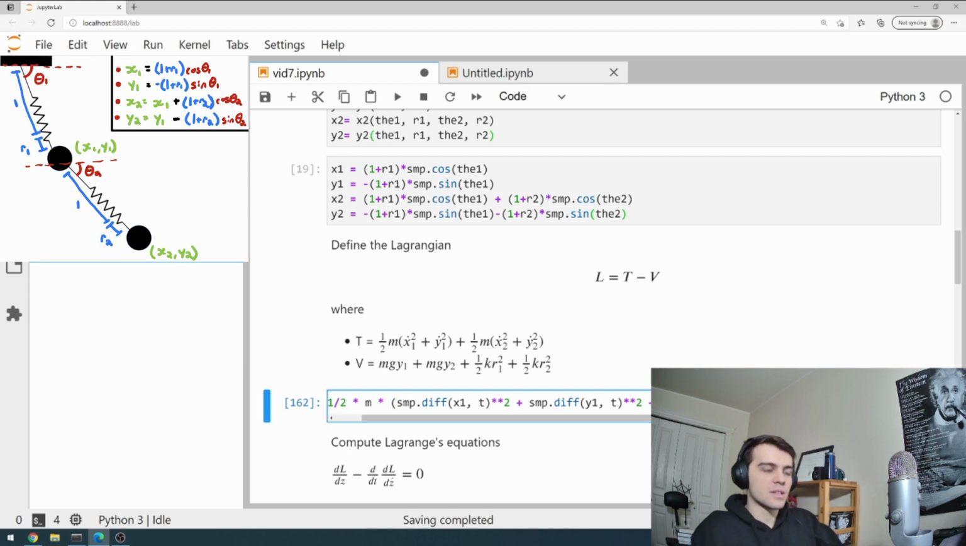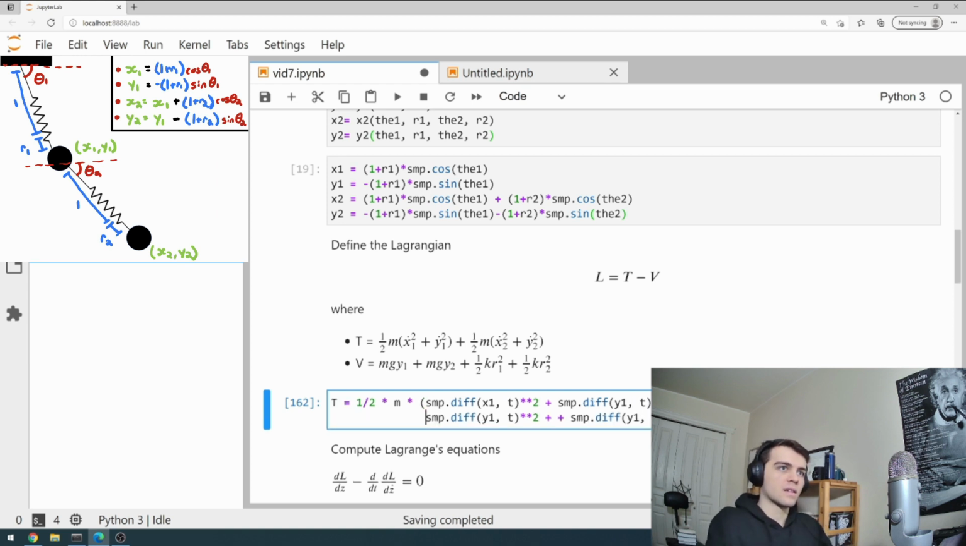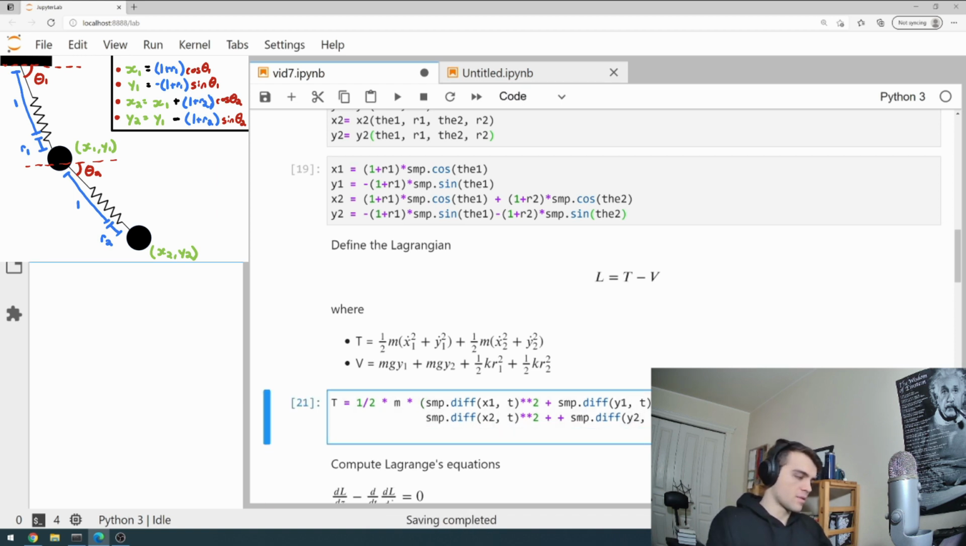I'm just going to make sure that this is all nicely on one line. So x1, y1, x2, and y2. So that's our T. And now, of course, we'll define V as well. So V is equal to m times g times y1 plus m times g times y2.